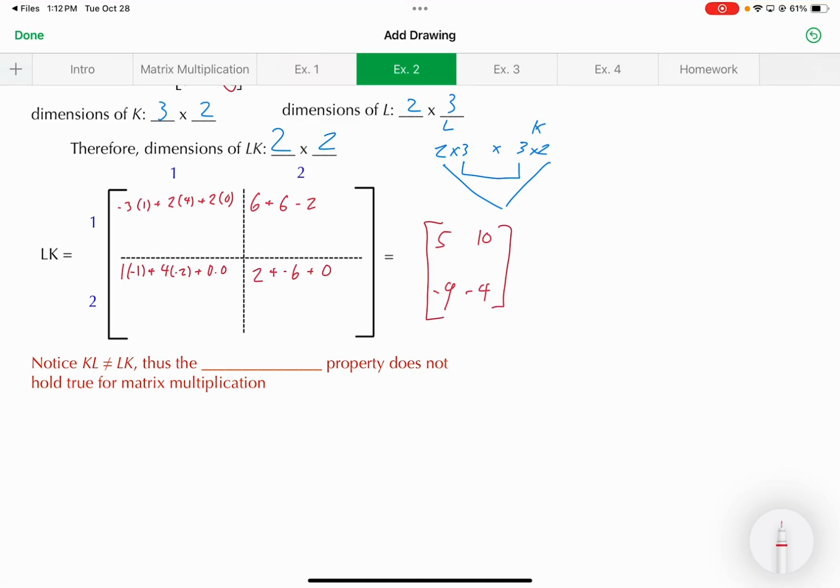Notice when you multiply K times L, you don't get the same thing as when you multiply L times K. So because of that, what property is that called when you can do it in either order? Do you remember? Commutative. So the commutative property does not hold for matrix multiplication.